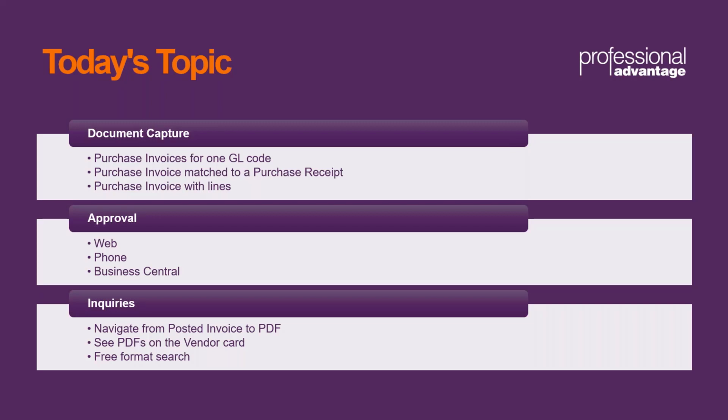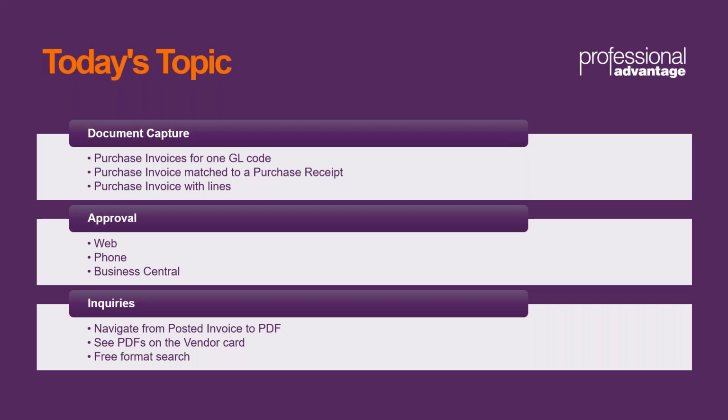And then in the third one, we're going to just pretend there's an invoice where there's no purchase order, but we want to capture all of the lines, either because they're going to be approved by different people, or because maybe they're going to different GL codes, or any other reason why you might want to capture the lines into the system. We'll then look at the approval side of things. So we'll look at approving via the web, via the phone, and within Business Central. And then at the end, we'll have a look and do the inquiries.